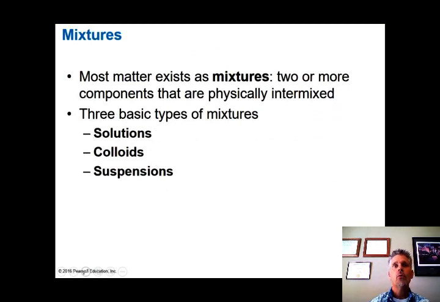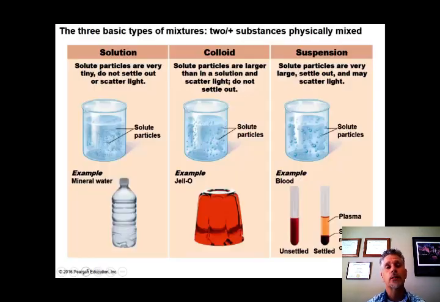When we're mixing things together, we're taking these building blocks and starting to get them together. Most of the matter that we interact with exists as mixtures. So we have two or more components, and these mixtures can be solutions, colloids, or suspensions. You look at those terms and you're not sure what they mean. This is a case where terminology is definitely key, so you have to know what we mean by these terms in chemistry. This figure should hopefully help.